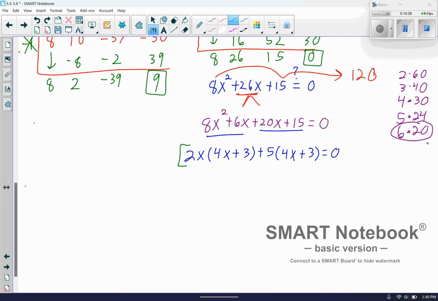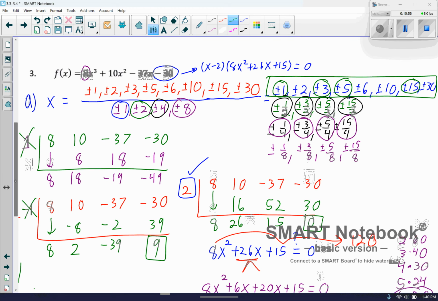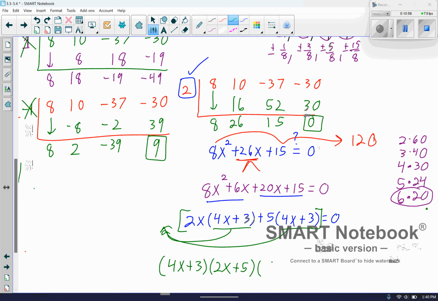Okay, so then from here, we're going to factor out the 4x plus 3. We pull out the 4x plus 3, and then my leftovers in this example are going to be 2x plus 5. So that's what we factored the blue part into. And just to connect all the dots, my other factor was x minus 2, so I'm going to tack that on here.